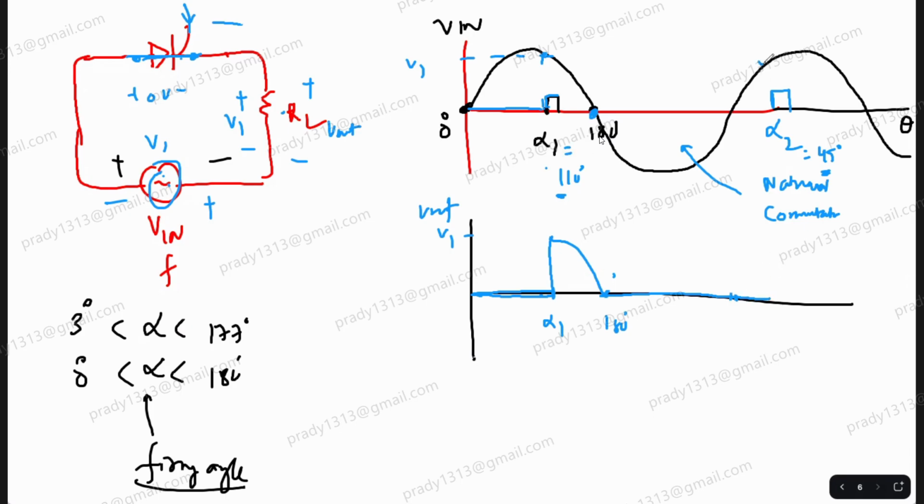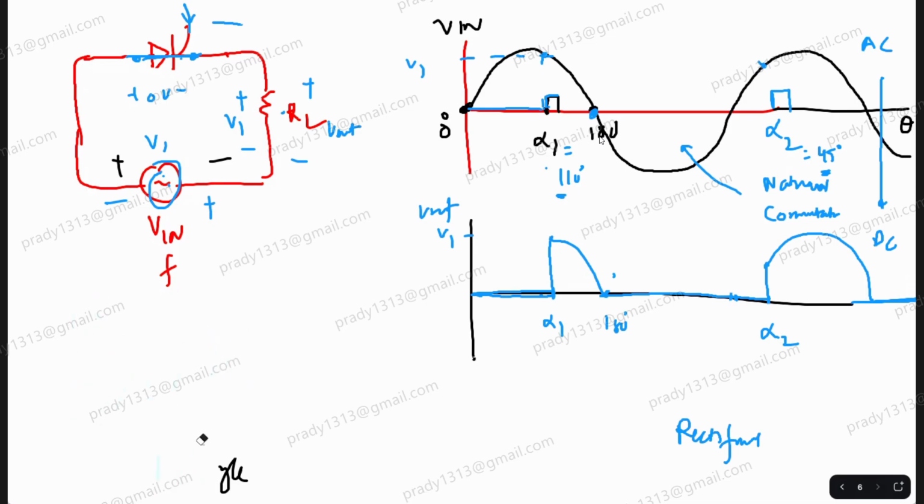I am going to draw the waveform. Tell me if it is correct or not. Is it clear? Yes, sir, correct. Now, what you are getting is DC or AC? Sir, DC. So this is also converting AC to DC. Can I call this SCR a rectifier? Yes, sir. And if I ask you what is the average value, what will you say?